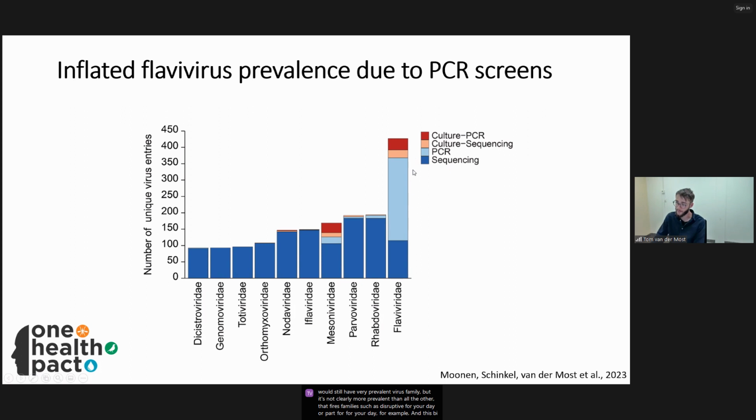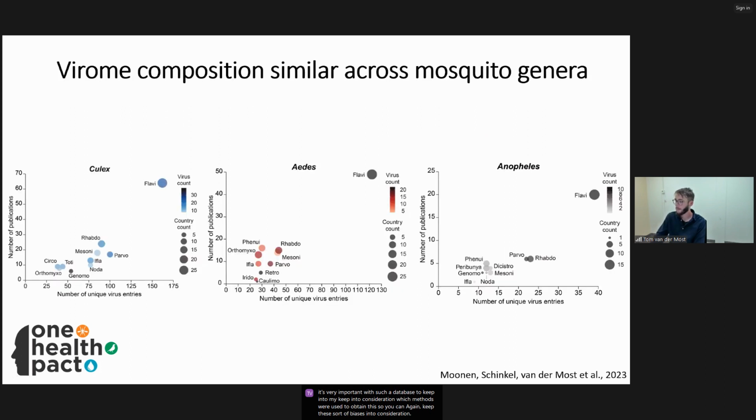And this bias for PCR studies in flaviviruses makes a lot of sense. People do screenings for arboviruses, which also have some very important representatives in the Flaviviridae family, and then report also insect-specific flaviviruses. It is thought that within the same family, the interaction between, for example, an insect-specific flavivirus and an arbovirus from the Flaviviridae family would be greater, and therefore there's a lot of interest in these insect-specific flaviviruses. But a point to make here is that with such a database it's very important to keep into consideration which methods were used to obtain the data, so you can keep these sorts of biases into consideration.